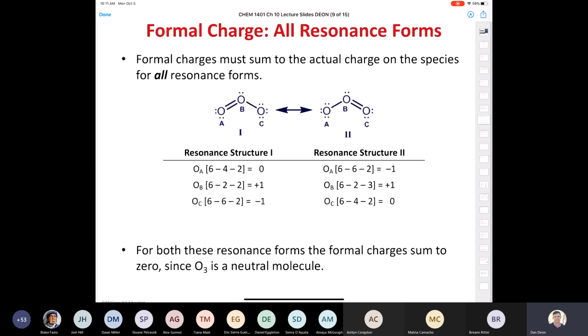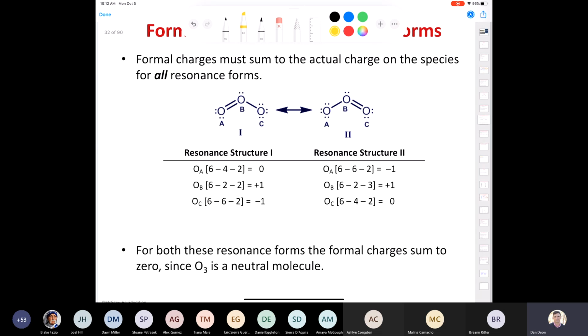What I was just saying is that the formal charges have to add up to the actual charge on the species. So if you look at, again, the formal charges on A, B, or C in either structure number 1 or 2 of the 2 resonance forms of ozone, you end up with a sum of what? 0 each time, right? You tally up 0 plus 1 and -1, you get 0. You tally up -1 plus 1 and 0, you get 0.